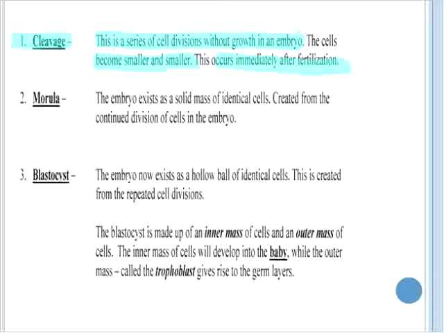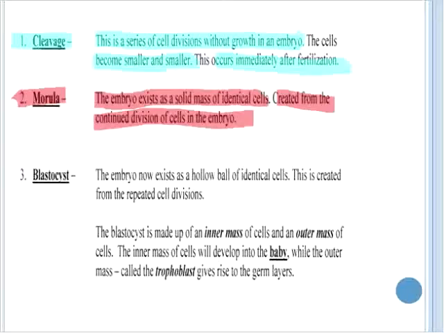After cleavage, it now enters the morula stage. Here, the embryo exists as a solid mass of identical cells. It's created from the continued division of cells in the embryo. Following the morula, it now forms what's known as a blastocyst. As a blastocyst, the embryo now exists as a hollow ball of identical cells. This is created from the repeated cell divisions.